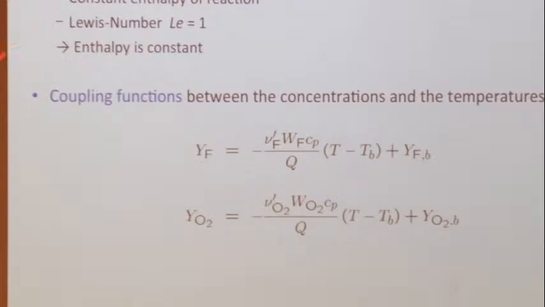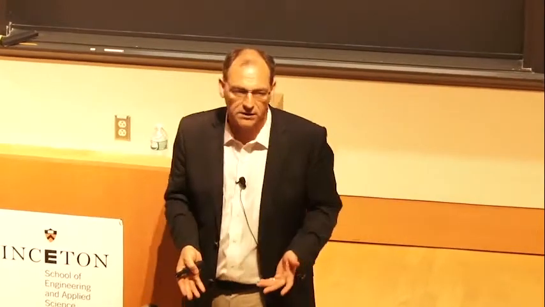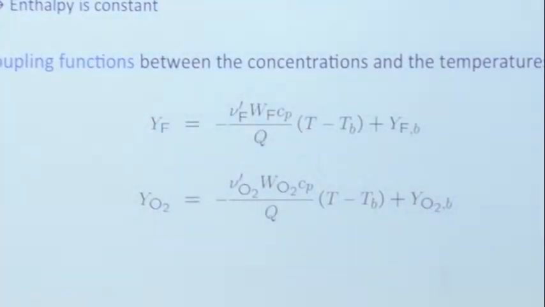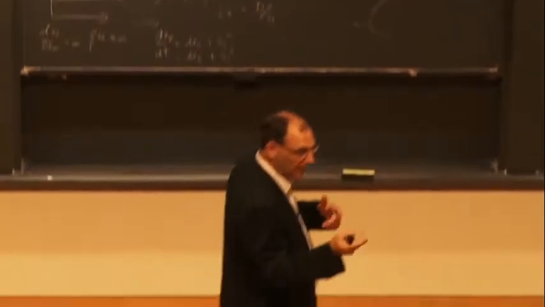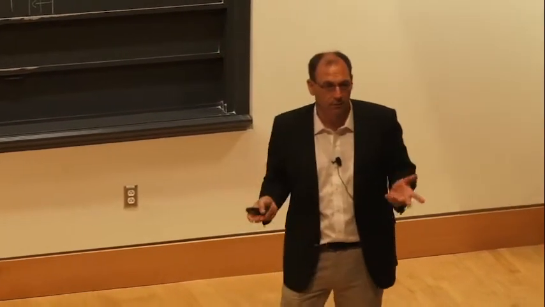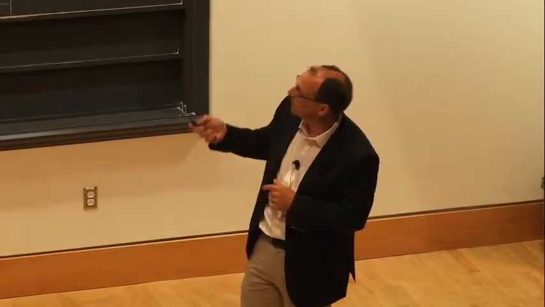But interesting here again is that we can use coupling functions now. It is a one-step global reaction, which means if I convert 1 mole of fuel to products, I have a certain thermal energy release. So the temperature and the mass fractions are coupled. As a matter of fact, this is a coupling function between fuel and temperature, and this is between oxygen and temperature. These relations we derived yesterday, where we computed the adiabatic flame temperature.